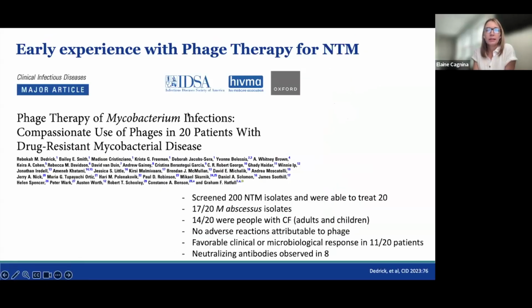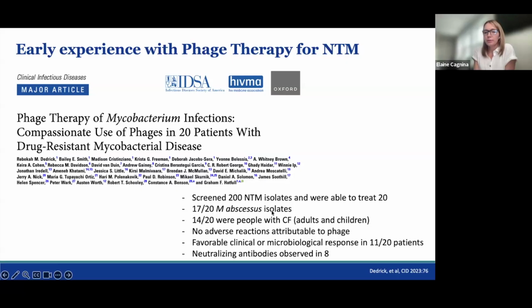the standard regimens. And then there's only one paper published looking at compassionate use of phages in 20 patients with drug-resistant mycobacterial disease. So this is sort of the first 20 patients that did this. And again, this is mostly out of both Pittsburgh and Colorado. And they screened 200 NTM isolates. So 200 isolates were submitted for this trial. They were only able to find phages to treat 20. So again, only about 10% of people who wanted to enroll in this trial could be treated. So again, that's a huge limitation at this point.